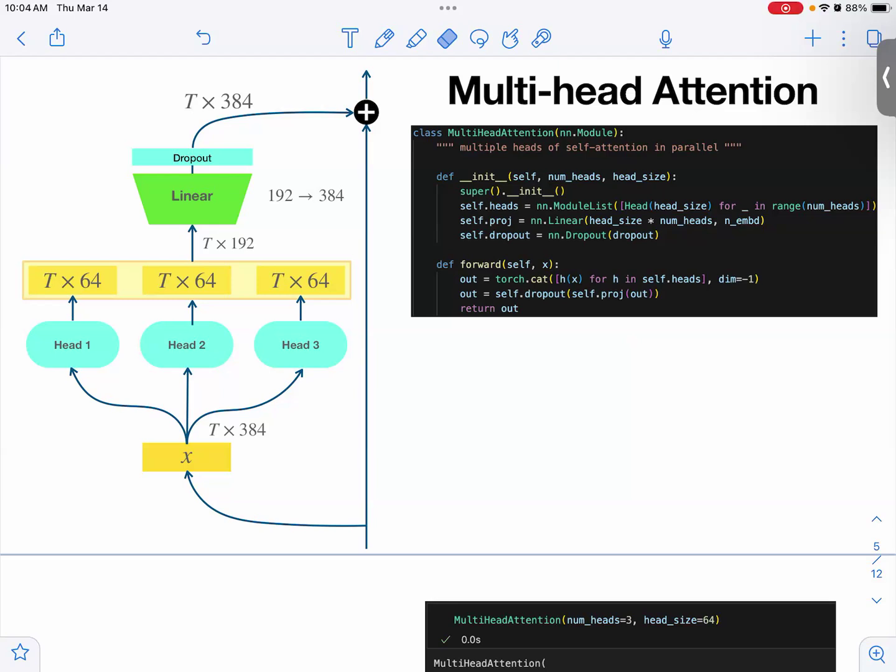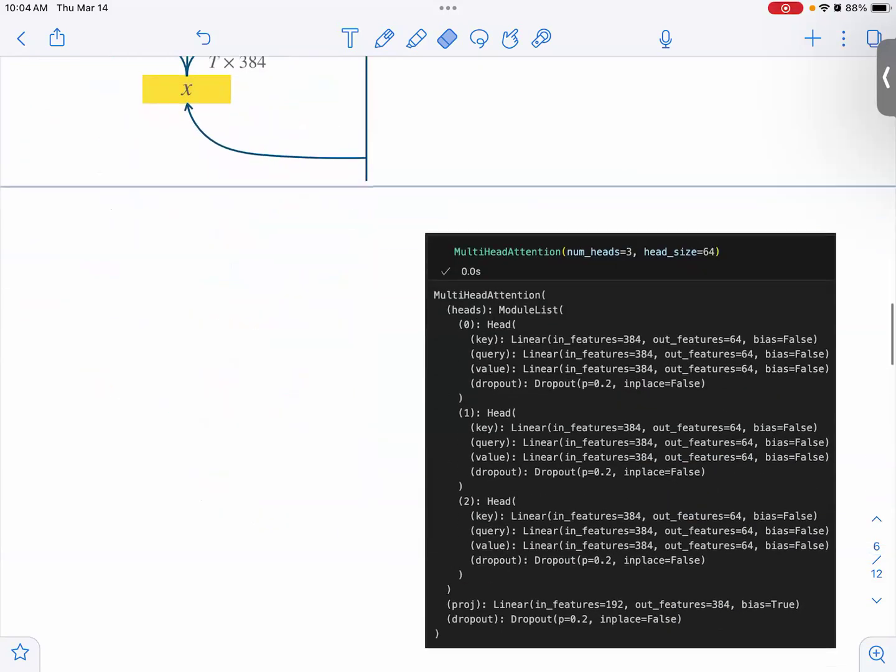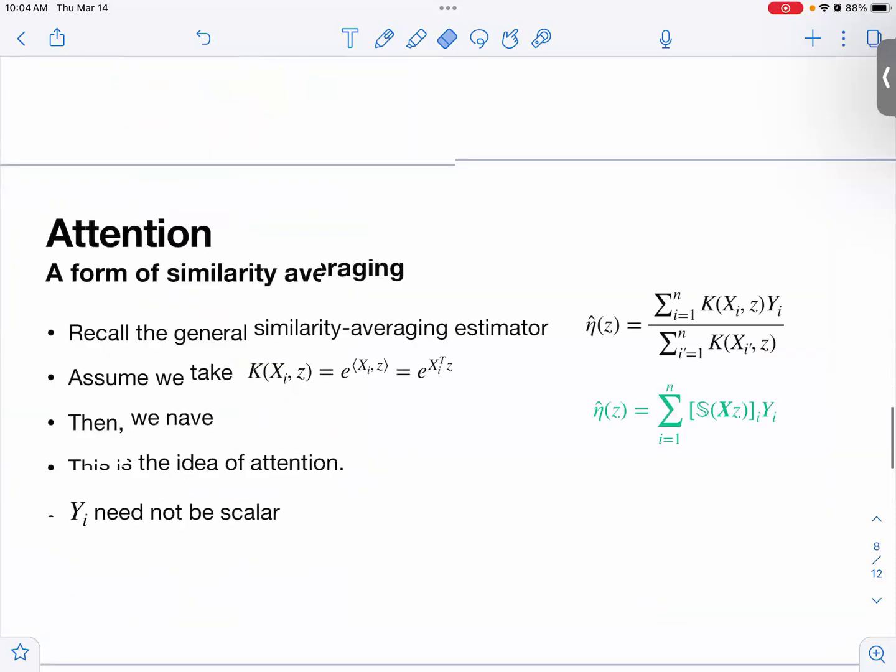For example, you can have one head, and then remove this part and see what happens. This is what people often do, called an ablation study. So you remove parts, change the number of heads, and so on.